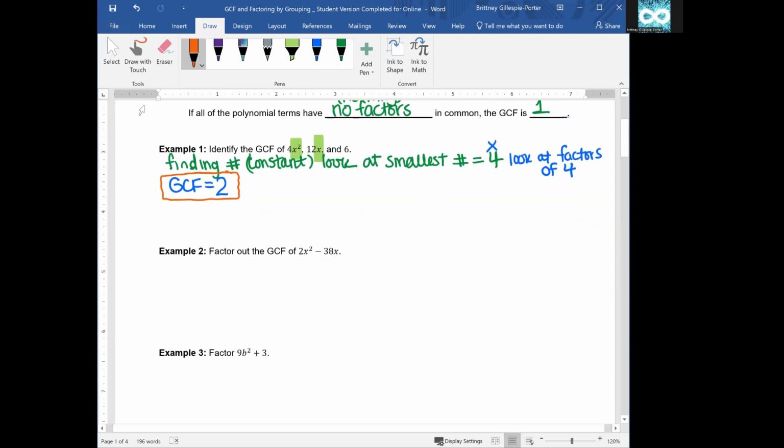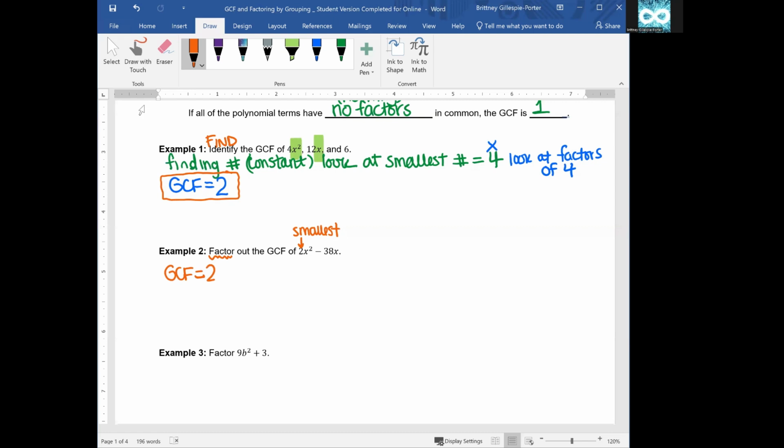Let's look at example number 2. This time we're asked to factor, not identify or find. We're asked to factor out the GCF of 2x squared minus 38x. To do that, we first have to find the GCF. Our smallest number is 2. 2 divides 2, cool. 38 divided by 2 gets us 19, a whole number, which means our GCF is going to include a 2.